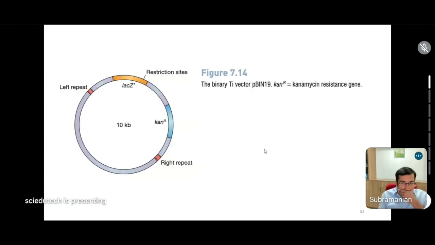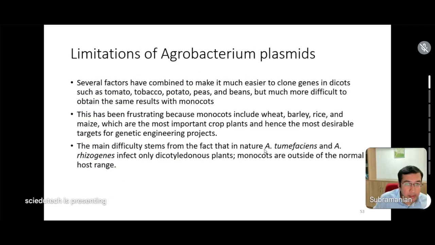Next slide, please. So here is an example of a binary Ti vector of the pBIN series containing the kanamycin resistance gene. Next slide.